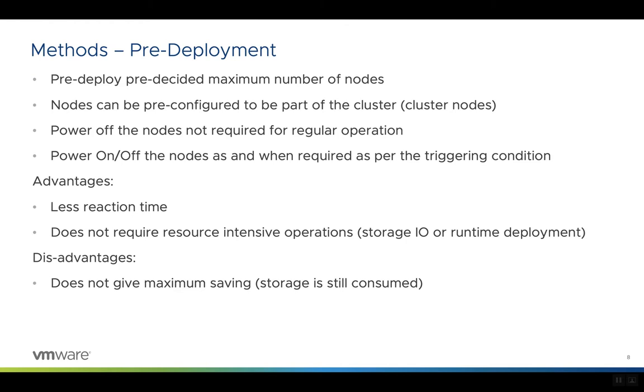So if you decide to have 50 nodes in the application cluster or server farm, you deploy 50 nodes in a single shot, and then you decide, okay, for my regular operation I only need 5 nodes, right? So keep those 5 nodes on, and then shut down or keep the rest of the 45 nodes in standby mode. That's what you do. And then when the load comes, you power them on and just bring them into operation. That's the pre-deployment method.